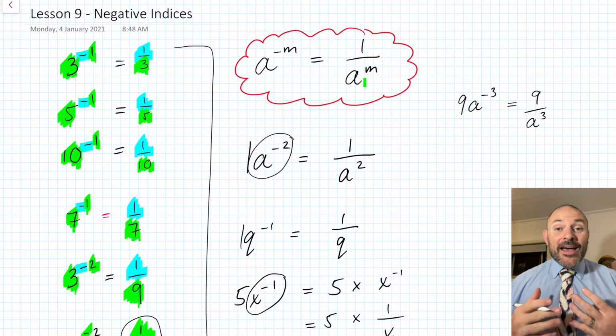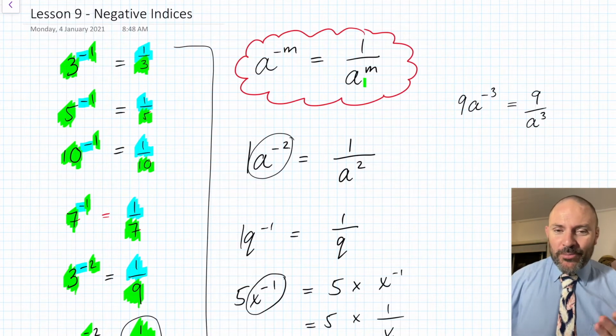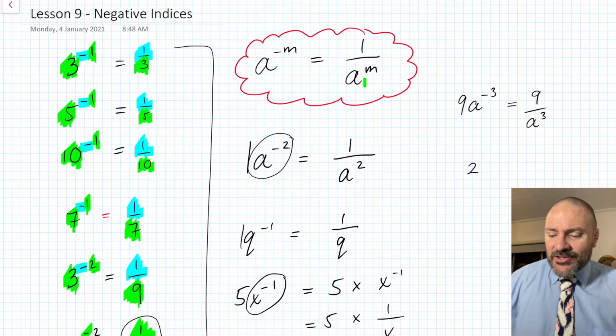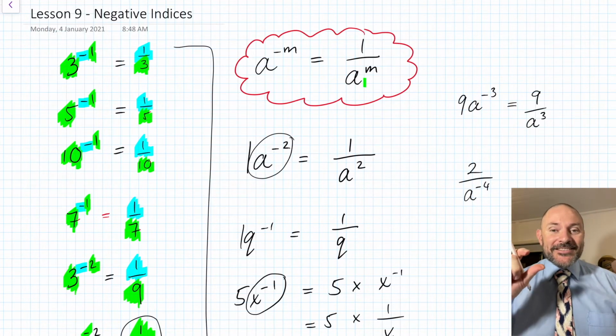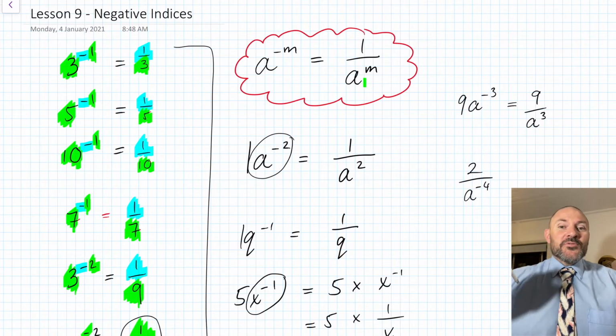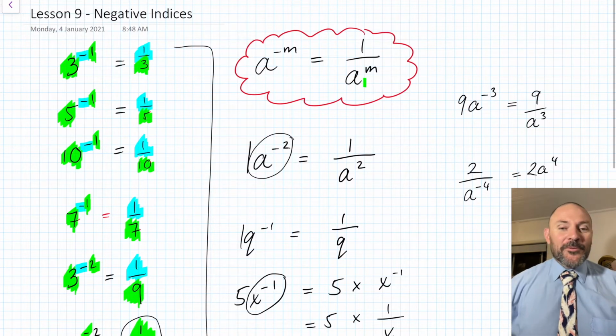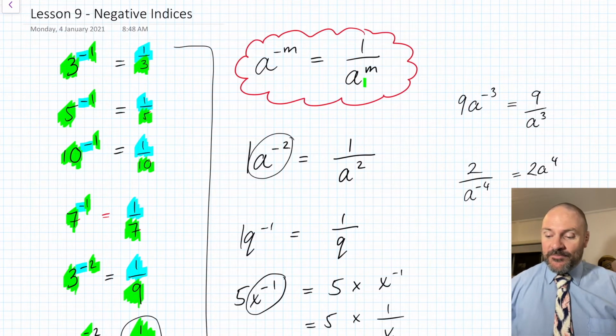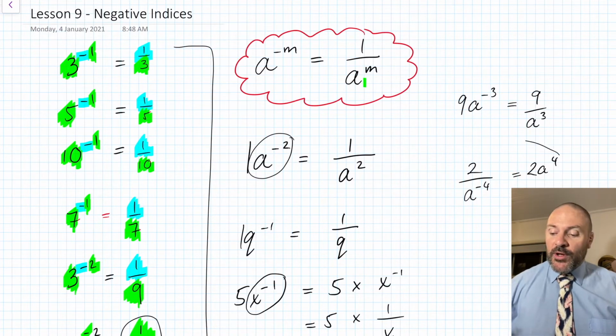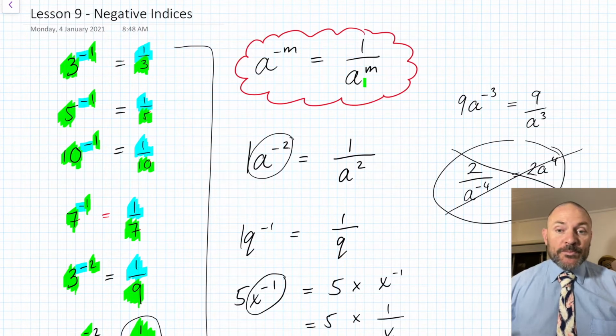Which means if I have a really hard question, which I'm probably going a bit above here, and said 2 over a to the negative 4, well, it's already downstairs, the negative, so what we do, we bring it upstairs, and we make it 2a to the power of 4. It's a bit confusing, that last one, okay? Thankfully, we don't go too hard too soon.